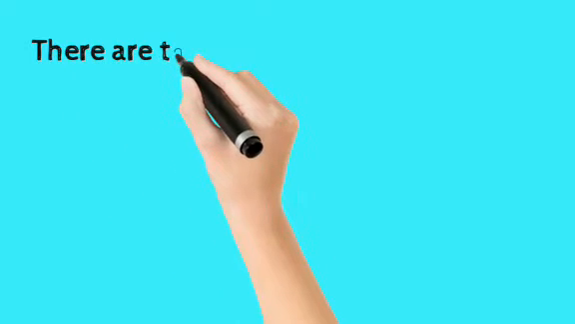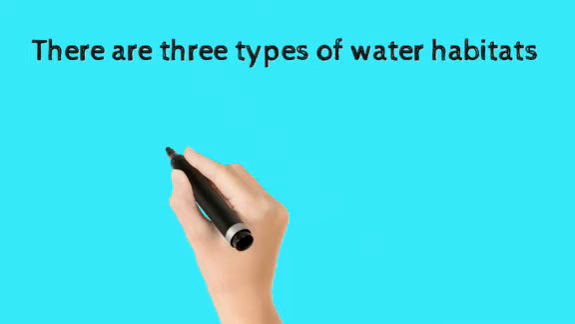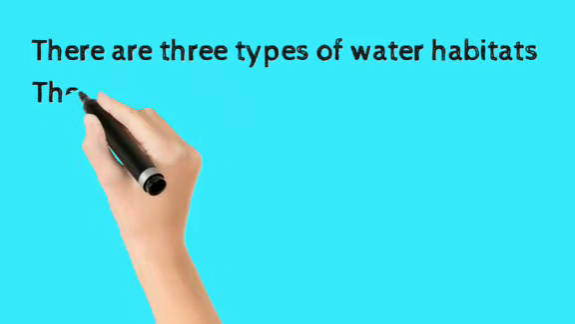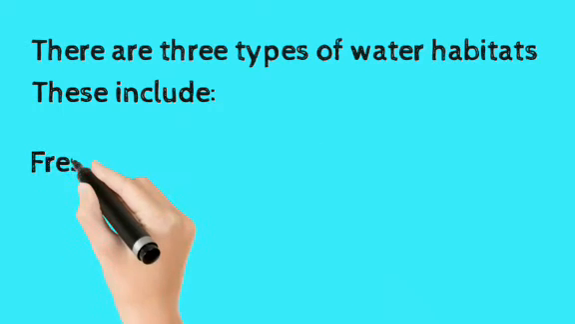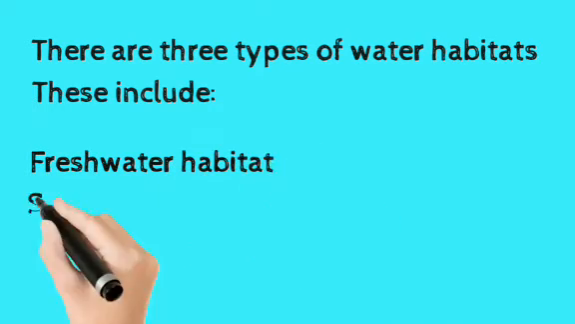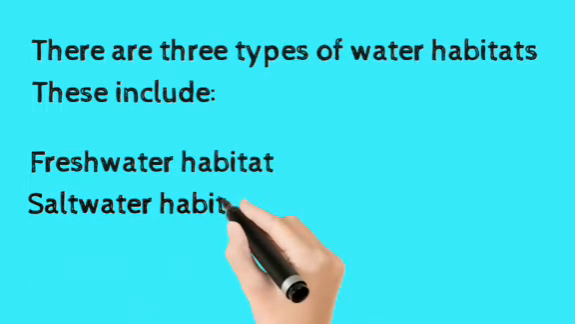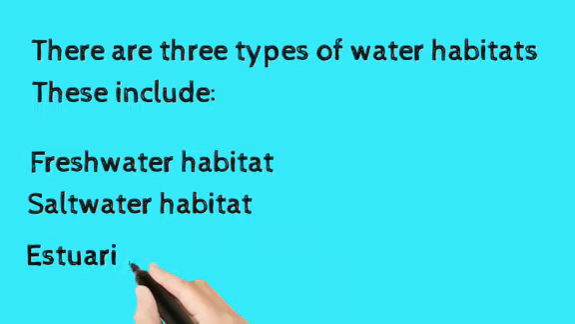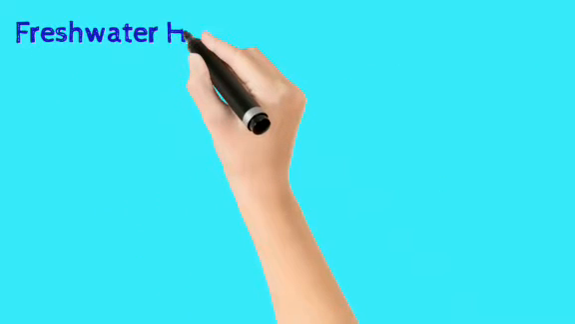Generally, there are three types of water habitats, and this includes the freshwater habitats, the saltwater habitats, and the estuarine habitats. We shall be discussing them one after the other. Now, freshwater habitat.